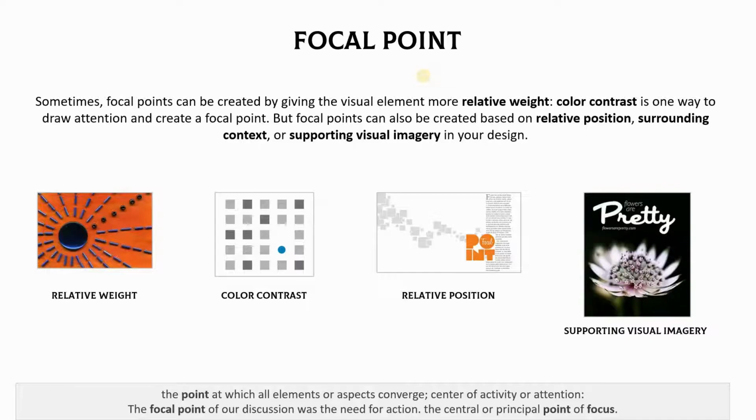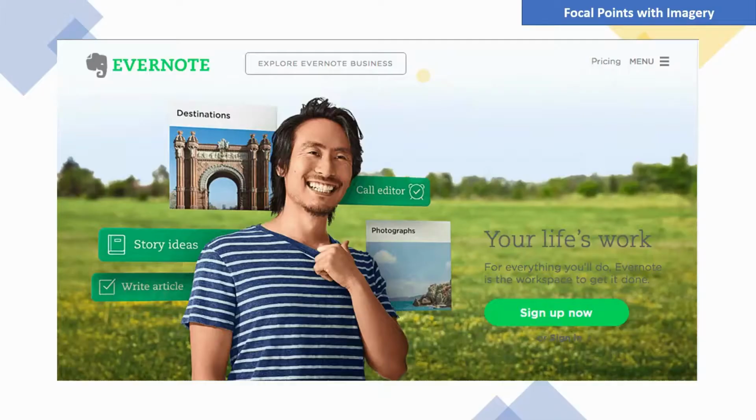Let's look at some examples. This is a website page of Evernote. So we have this person, some photographs, some content, but this person is looking towards the right side where we have this call to action. So this is focal points with imagery. The supporting imagery is there to direct you to the call to action.